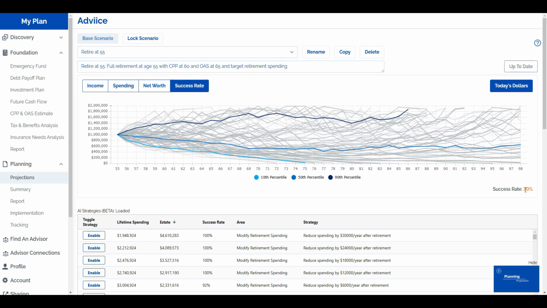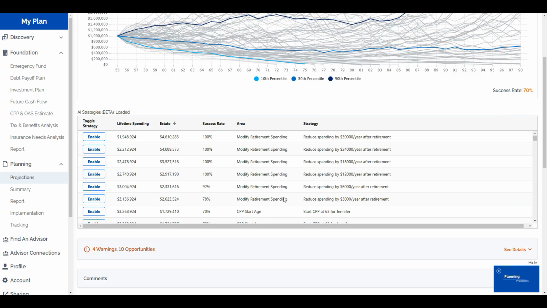So there's a 30% chance that Jennifer and Michael will have to make an adjustment to their spending if they want to be more successful in retirement. Seven out of 10 times, a 70% chance, they'd have quite a bit of money left over. But 3 out of 10, they'd have to adjust their retirement spending to be successful. The nice thing is the AI strategies do that work for us. Instantly, we can see that within their plan, they need to reduce spending by anywhere from $6,000 to $12,000 a year, and they will be almost 100% successful. So 92 to 100% successful.